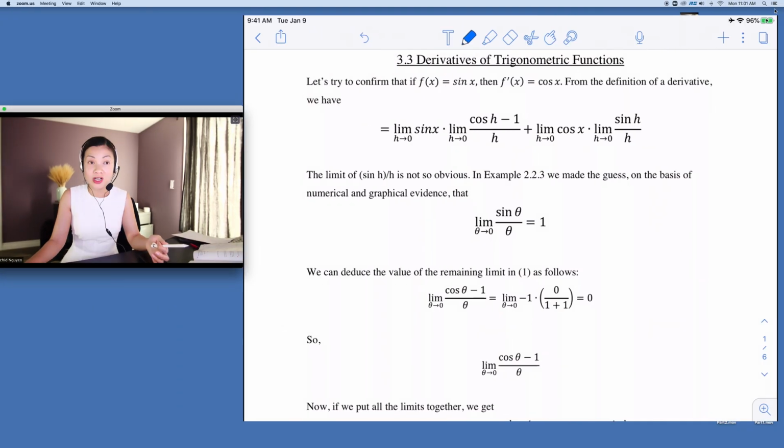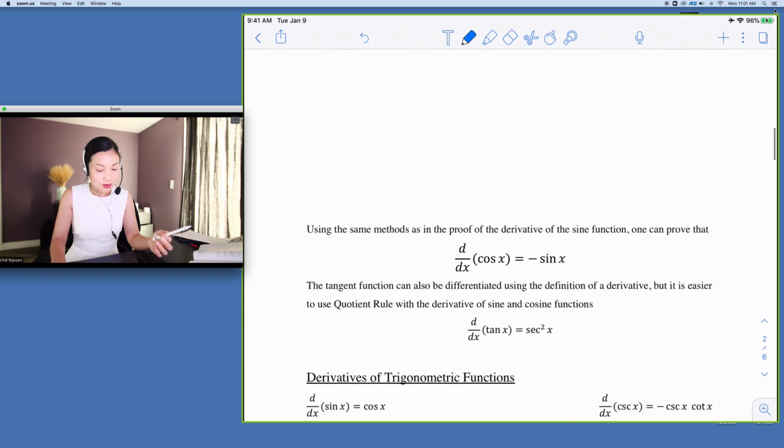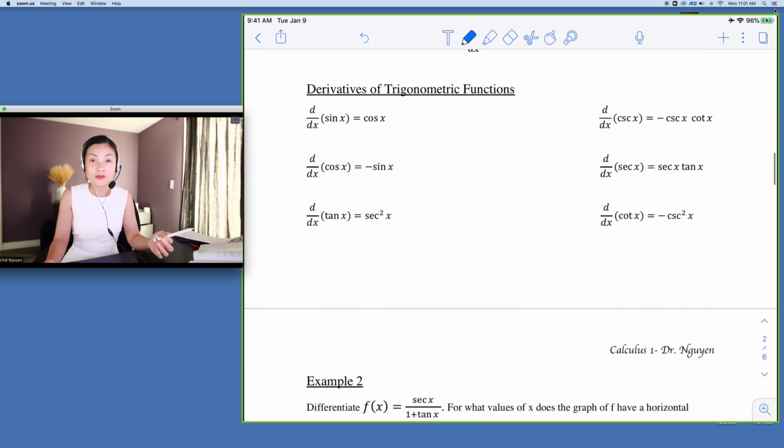Okay, so let's just take a look at some functions. Now you can see right here, I introduced some proofs for you. If you have time, go ahead and read it. If not, you still have to memorize all of these trig functions. Okay, so you can see that the derivative of sine of x is just cosine of x. So keep that in mind.